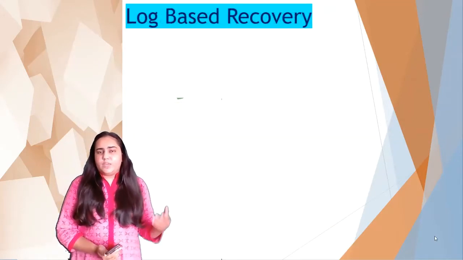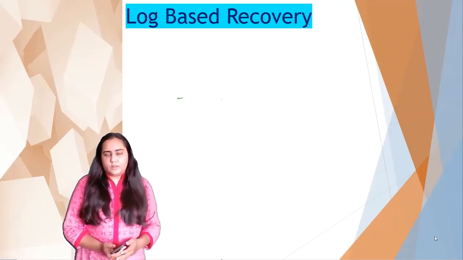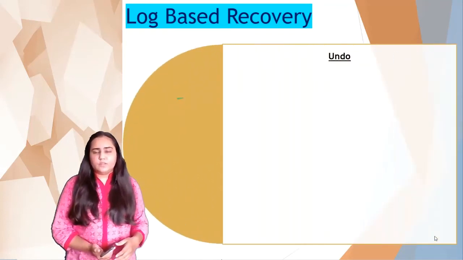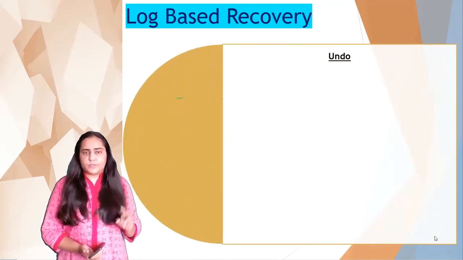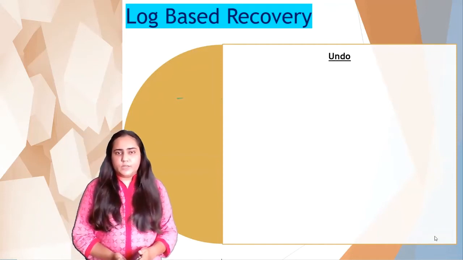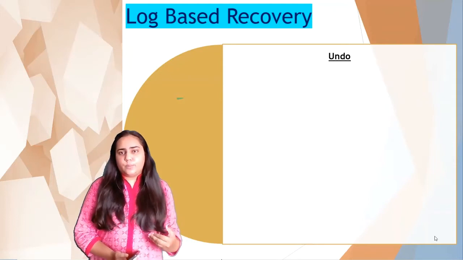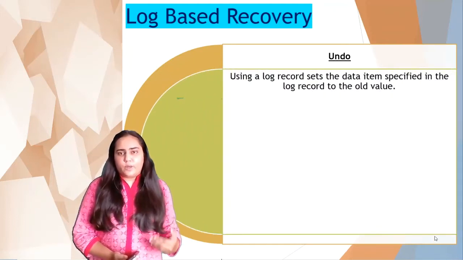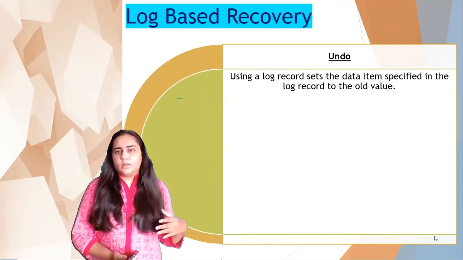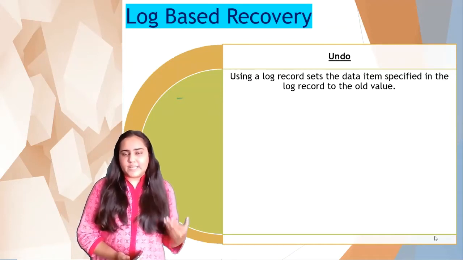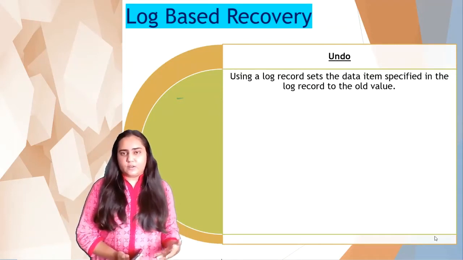Now let's see how we can recover using a log. For that, there are two operations. The first operation is known as the undo operation. First of all, the log record sets the data item specified in the log record to the old value.